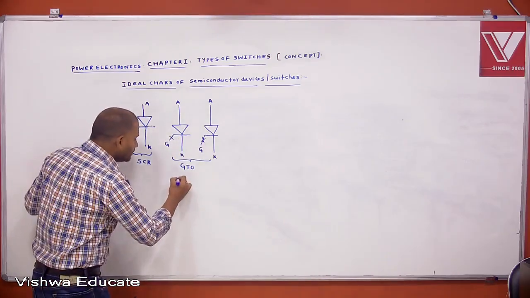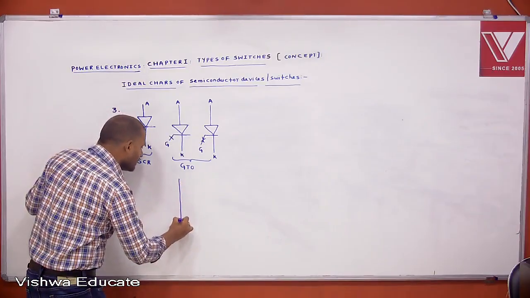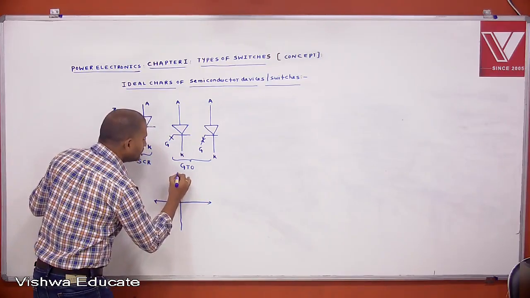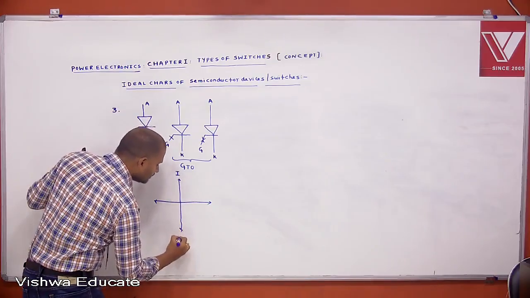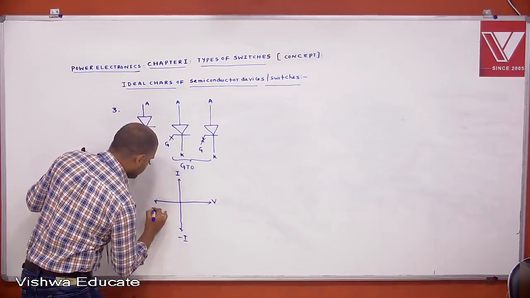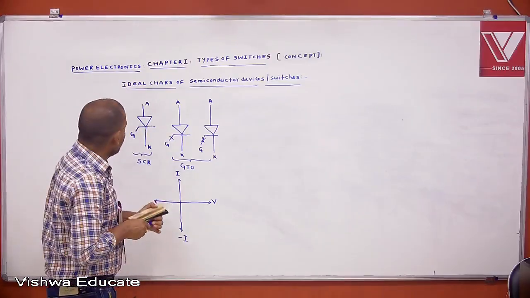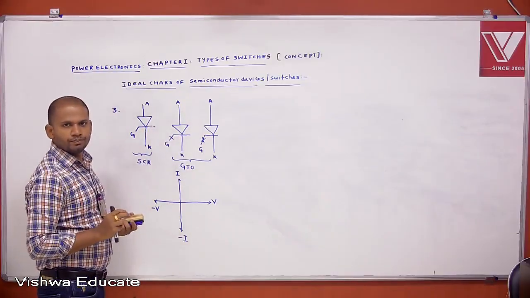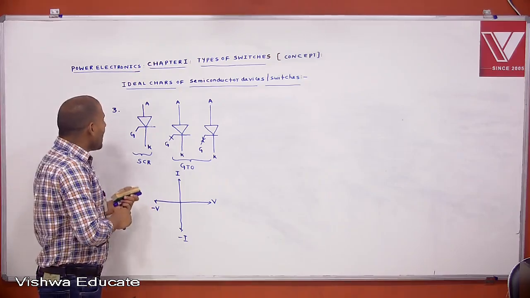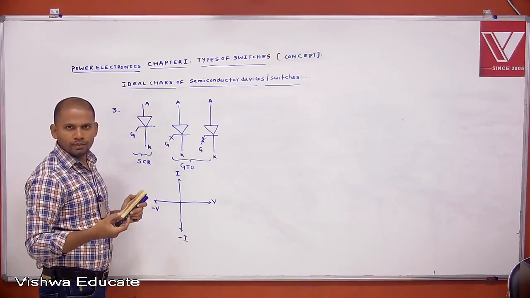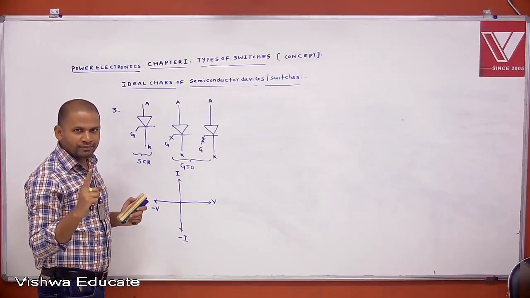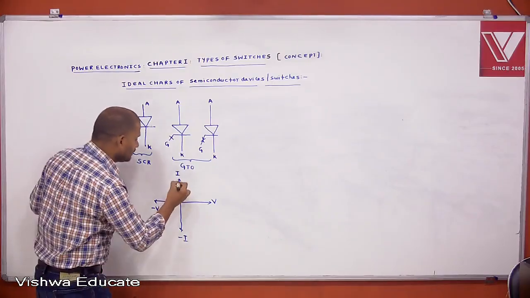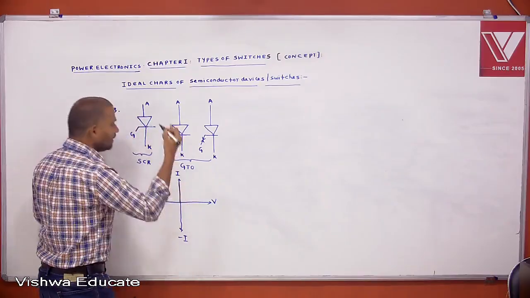In drawing the ideal characteristics of any semiconductor device, take current on the y-axis and voltage on the x-axis. These characteristics are the same for both SCR and GTO. Is there any anti-parallel device here? No. If there is no anti-parallel device, you take only one direction. The direction of current is forward. It conducts only in one direction.